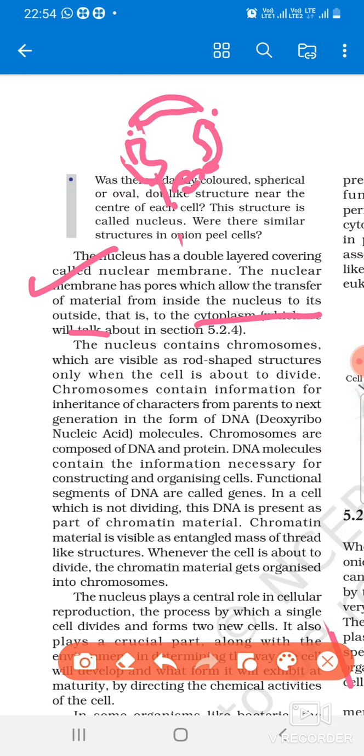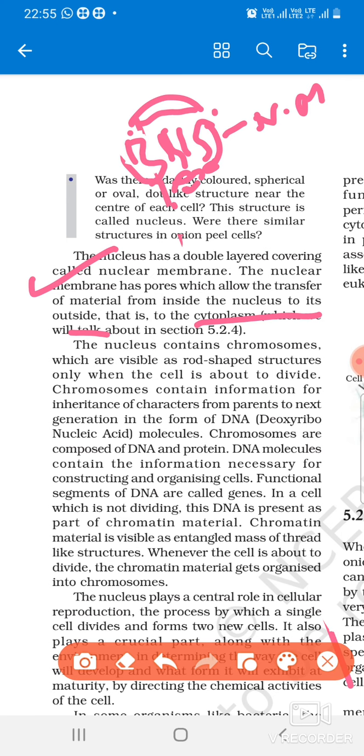Okay, the nucleus has a double membrane, a double-layered covering, that is called the nuclear membrane. The nucleus contains chromosomes. Inside the nucleus there are the chromosomes. Now what are the chromosomes?